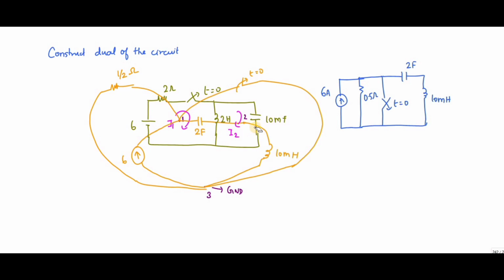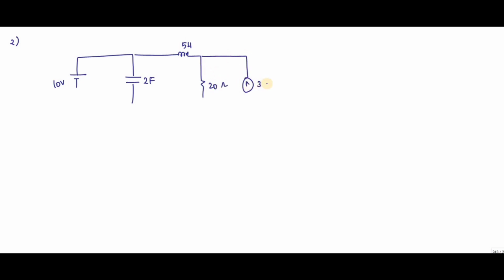Next, let me explain another question based on this. You have 10 volt, and you have a capacitance of 2 farad, and an inductance of 5 Henry, and 20 ohm, then 3 amps, and down.